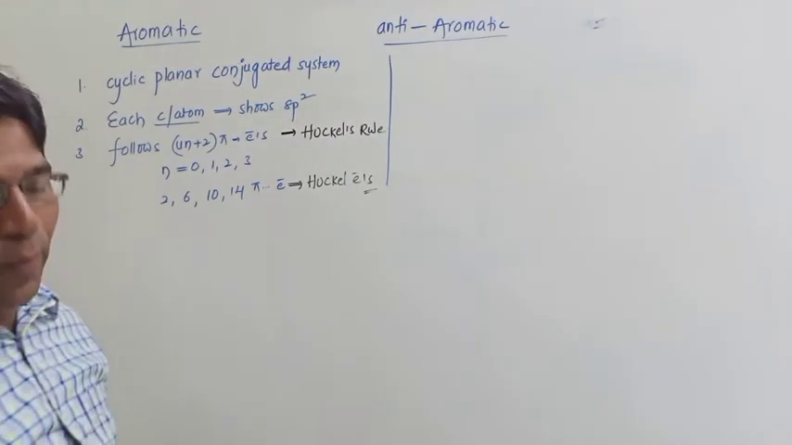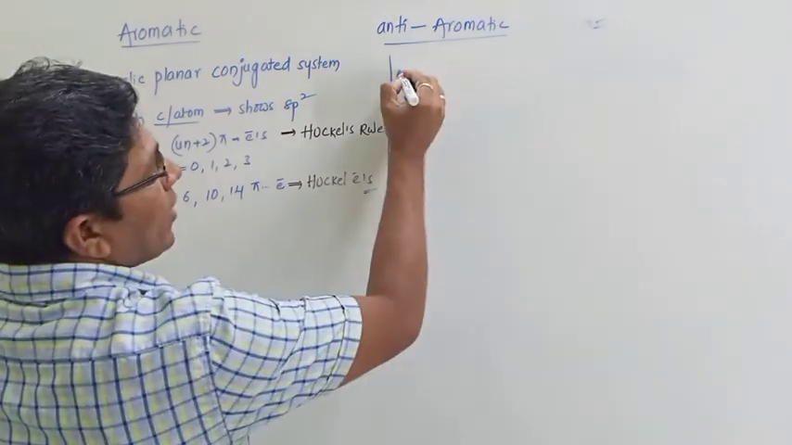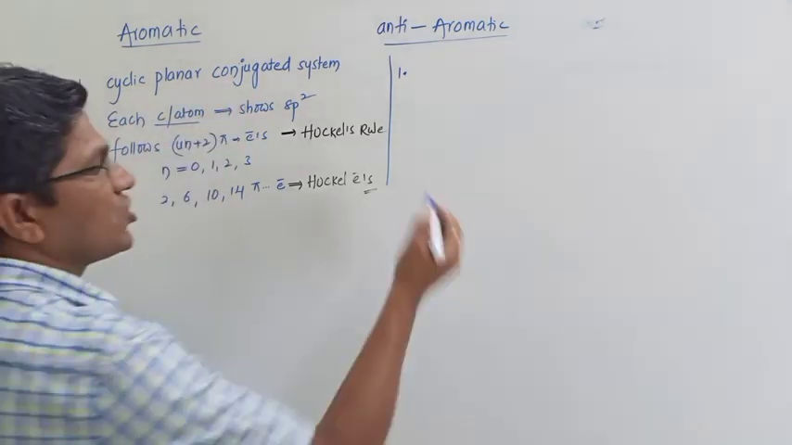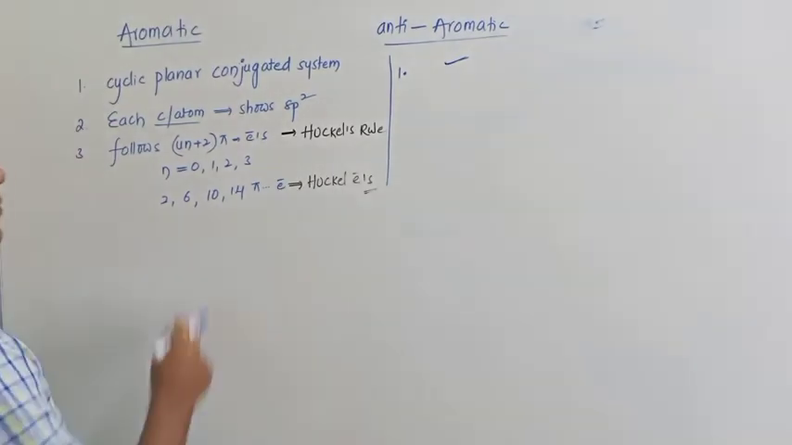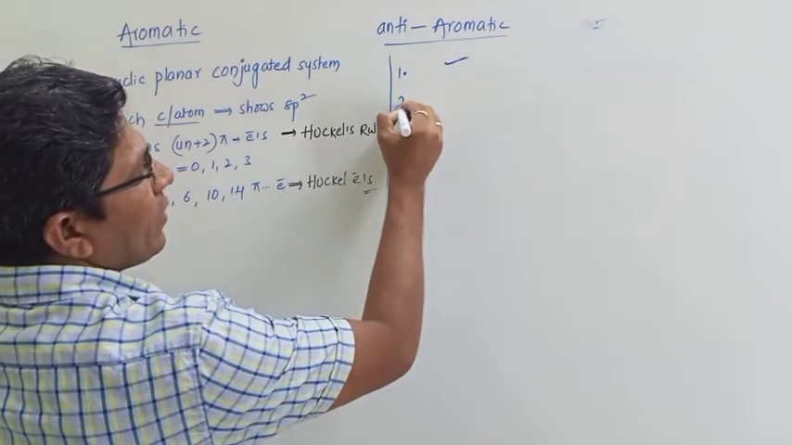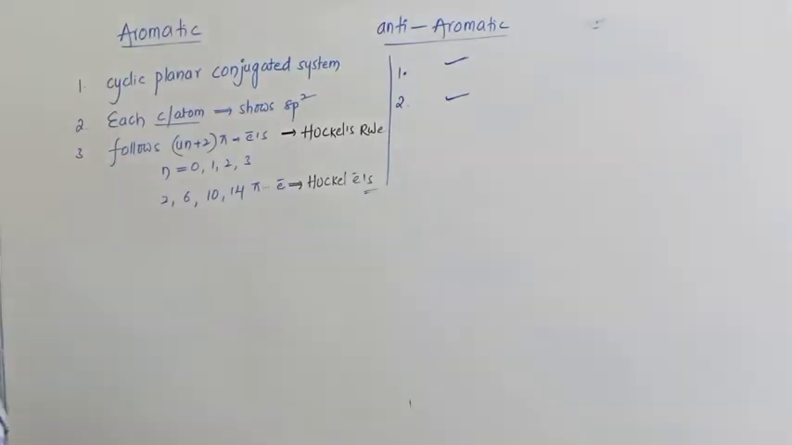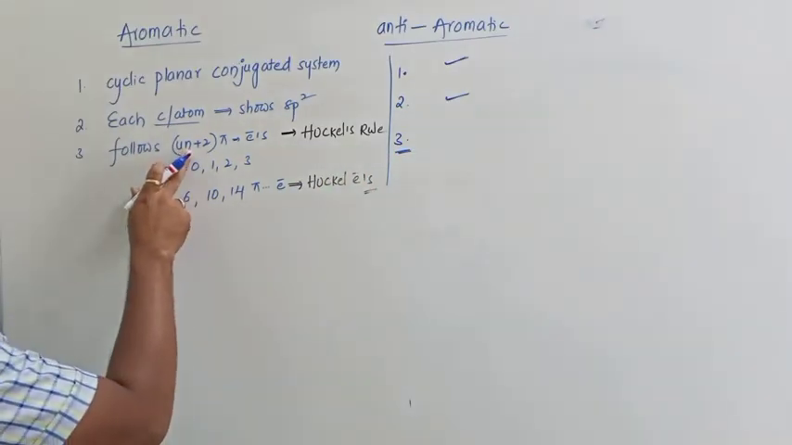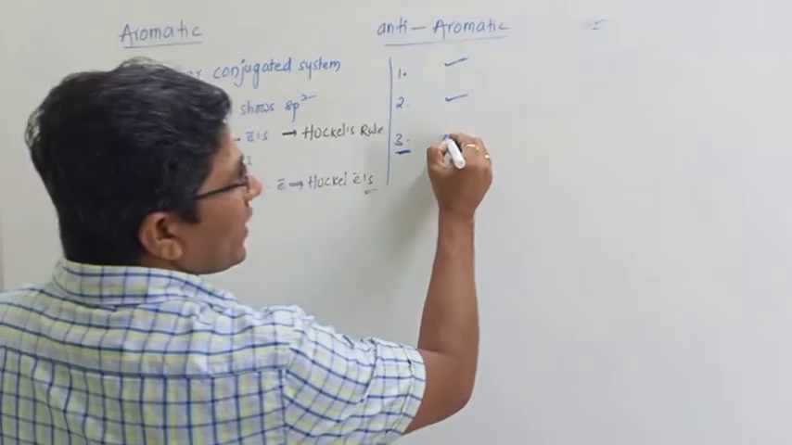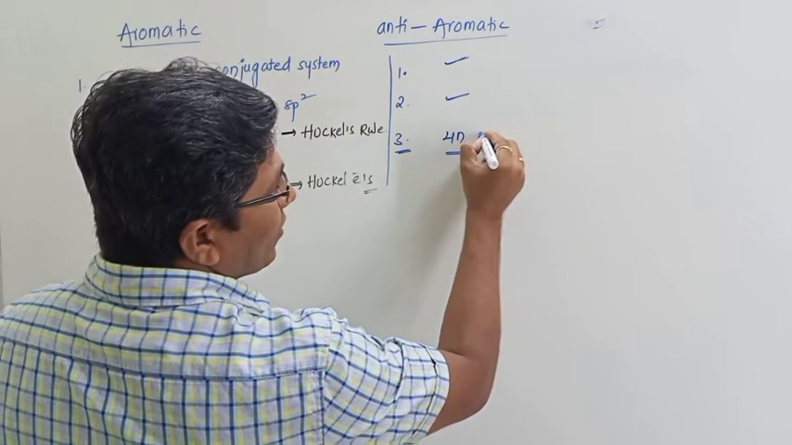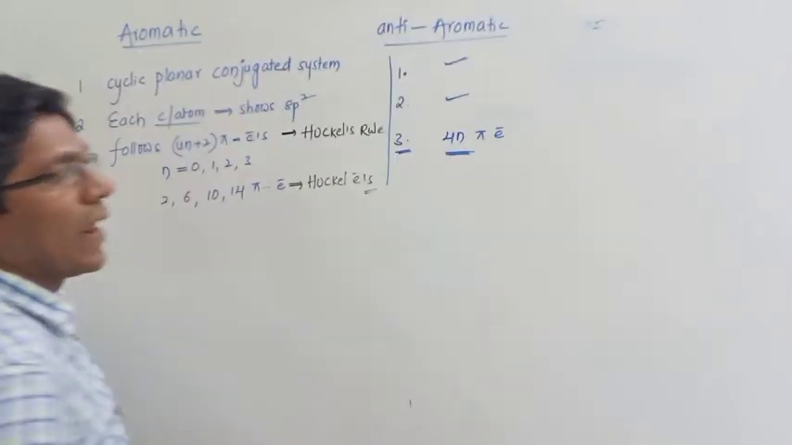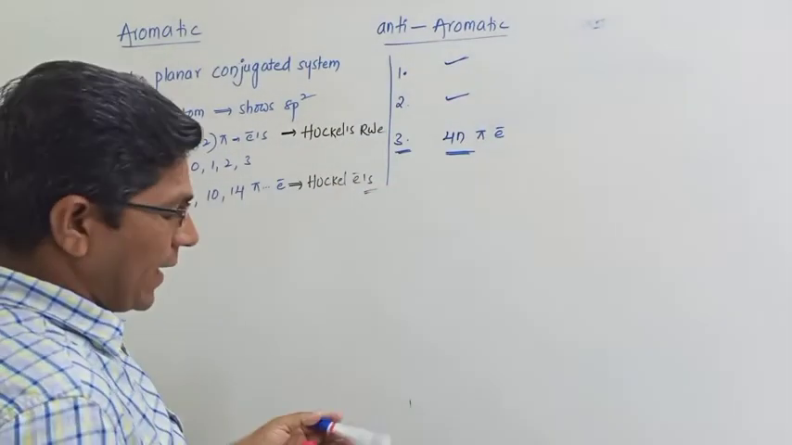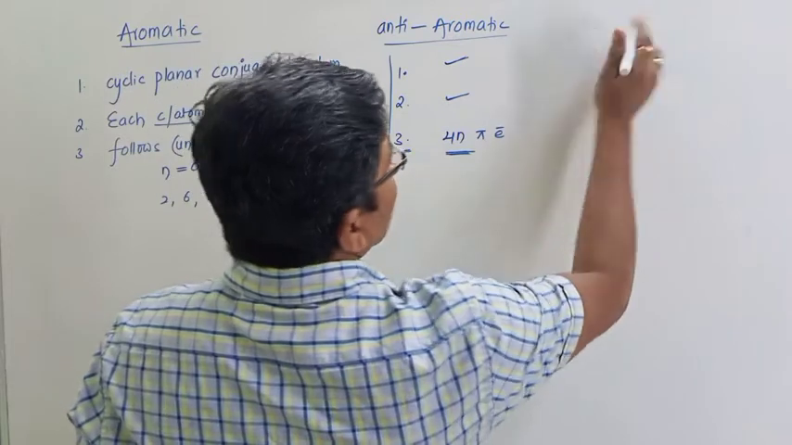Next, anti-aromatic compounds. In anti-aromatic compounds, see the first condition, it is the same: cyclic, planar, conjugated system. In both cases the first one is the same. If there is conjugation, the atoms undergo sp2 hybridization. The second point is also the same. But for the third one, in aromatic there are 4n plus 2 pi electrons, but in this case there are just 4n pi electrons. So 4n plus 2 electrons are aromatic, and 4n electrons are anti-aromatic compounds.